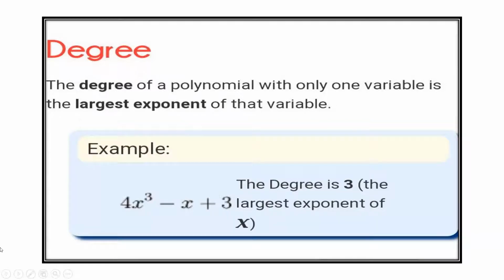In this whole expression, the largest power of the variable is x cube. So here the degree of the polynomial is 3. Why? Because the highest power of x is 3, x cube. The largest exponent of x is 3 over here, so the degree is 3.